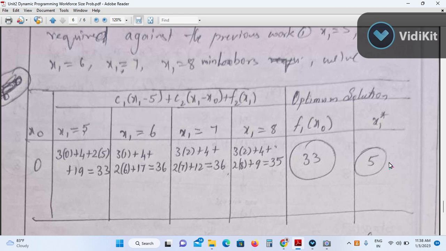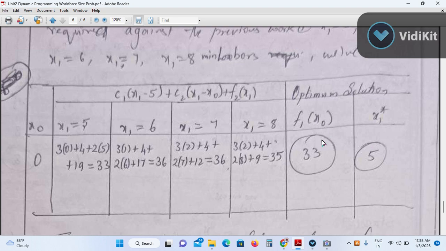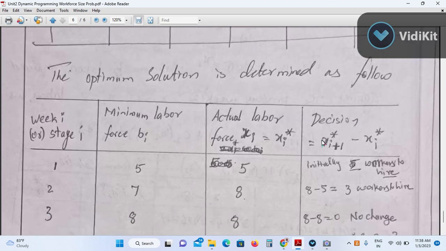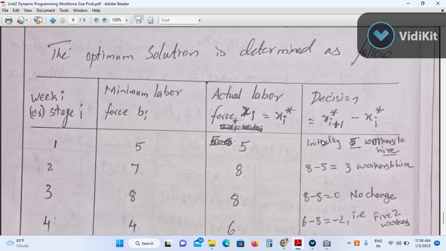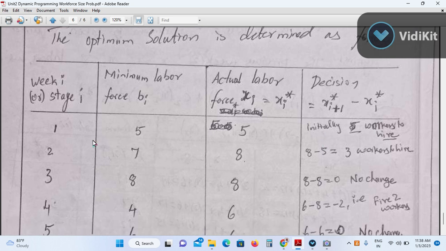Now that's it. We have come to the initial stage, the first initial week. Based on this we can observe now, the optimality is given by 5 with 33. So we'll go back. The optimal solution is determined. From the table itself we can observe each and every week. In the first week the minimum level is 5, and in the question itself it is given, right?